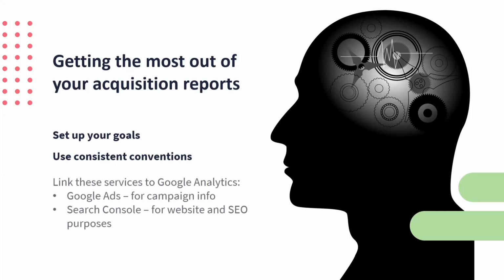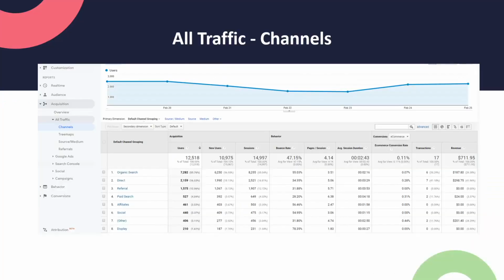Then you need to try and link these services to Google Analytics, Google Ads, of course, for campaign information, and Search Console for website and SEO purposes. You would have seen that these options appear under the audience section of all the reports. If we go back to our acquisition reports and look at all traffic and channels, that is how all the steps to access this report.